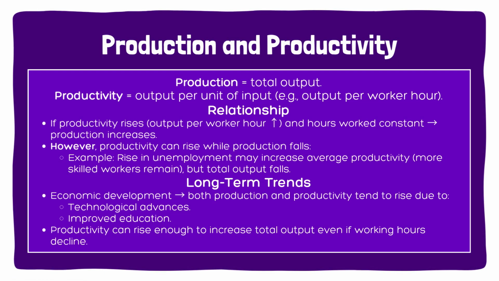Production and productivity are closely linked but not the same. Productivity refers to output per worker hour, while production refers to total output. If productivity rises and working hours stay the same, production will increase. However, productivity can rise even if production falls, such as when unemployment increases and only the most skilled workers remain employed.